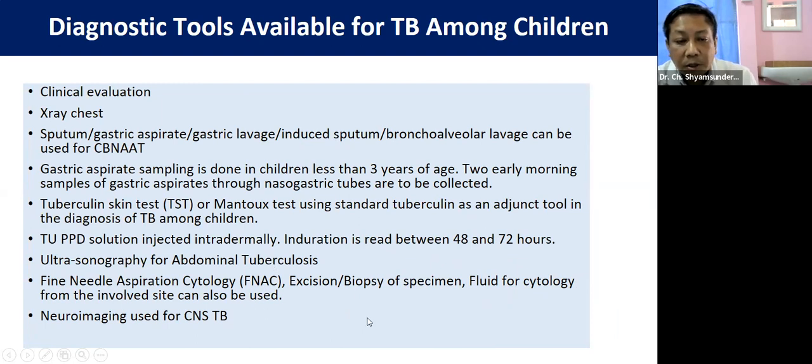Ultrasonography for abdominal tuberculosis, fine needle aspiration cytology, especially for cervical lymph nodes if they are well enlarged, excision or biopsy of a specimen, for example of these lymph nodes, and fluid for cytology from the involved site can also be used, for example pleural, pericardial, or peritoneal fluid. If available, we can use ultrasound-guided fine needle aspiration and send a sample for all the other tests. Neuroimaging can be used for CNS tuberculosis. So these are the various diagnostic tools available for diagnosis of tuberculosis.